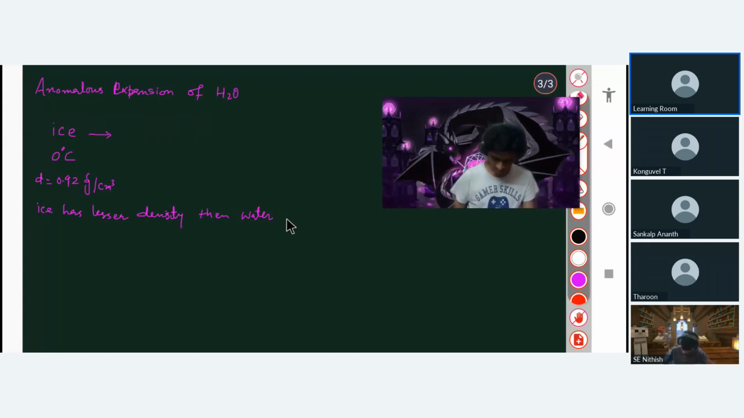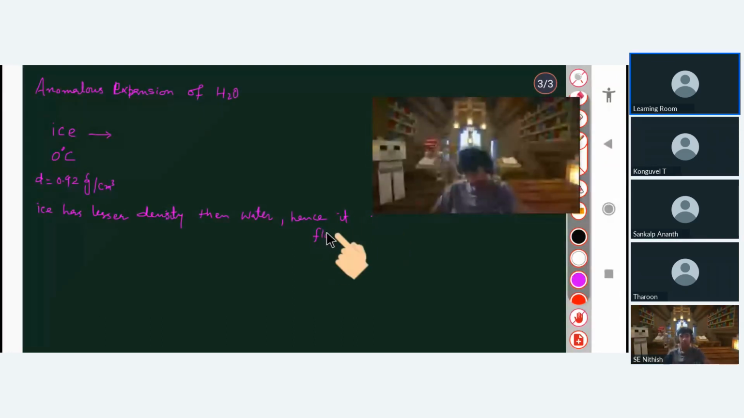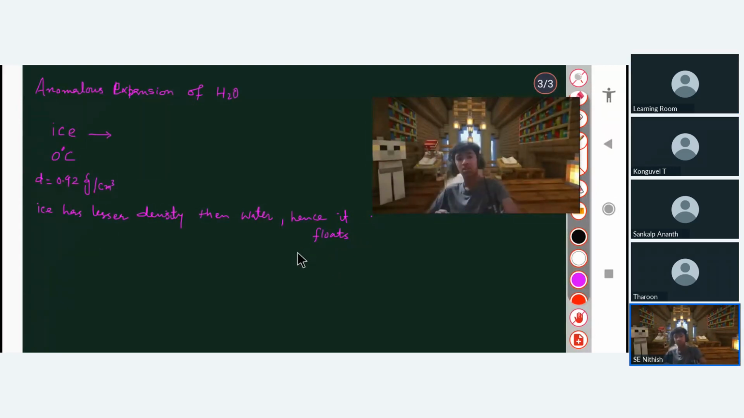So ice has lesser density than water, hence it floats on the surface, right? Yes, sir. Exactly, hence it floats. Now can you tell me why ice is having lower density than water? Can anybody tell me? Otherwise, when a liquid is cooled down, it contracts, and even its density increases.